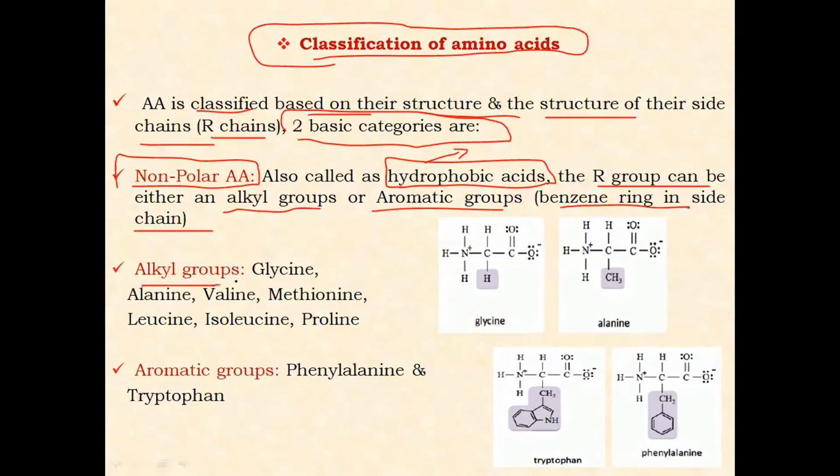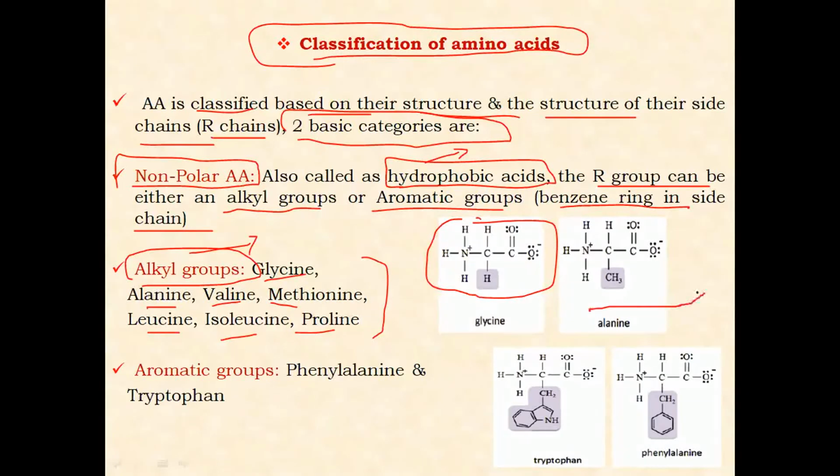So first one is the alkyl group, which is the non-polar amino acid. It consists of glycine, alanine, valine, methionine, leucine, isoleucine, and proline. So here the examples of glycine and alanine are given. So you can see here, this is glycine and this is alanine. So you can see these contain alkyl groups. So this is the first type of non-polar amino acid.